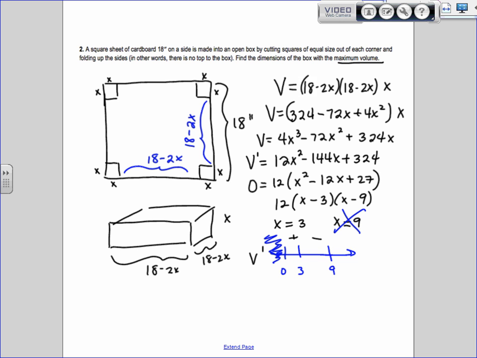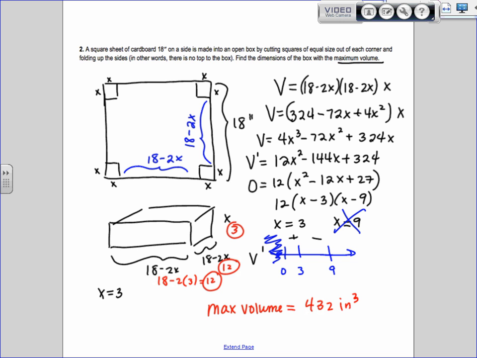Okay, so x is equal to 3. So if x is 3, then when you plug into these things, 18 minus 2x, you get 12. So both of those are 12. So your max volume is 12 by 12 by 3. So 144 times 3, so 432. So max volume equals 432 square inches, or cubic inches. Almost. You almost got your point.